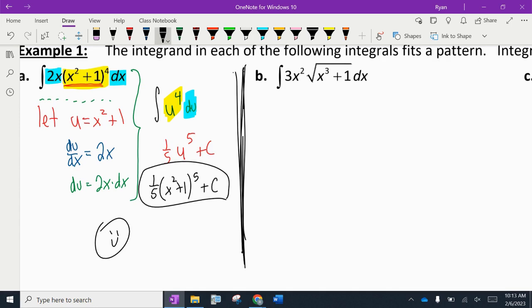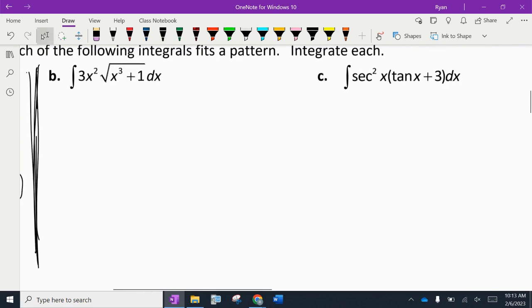U-substitution. On to letter B. We want to integrate this. It's going to be another u-substitution. The more you see these, the more you recognize patterns and so forth. I'm looking at this, trying to find the most complex part about it. 3x squared isn't bad, but then there is this whole thing, which is being square rooted, and I don't particularly care for that. So this is where the u-substitution is going to start. Let u be equal to x cubed plus 1.